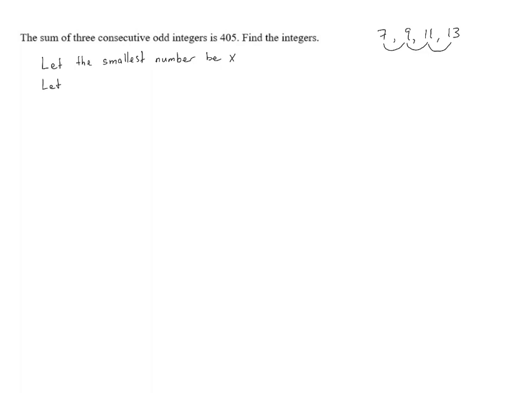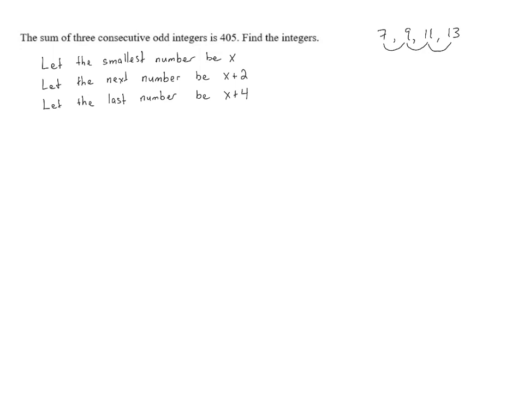So the next number is going to be 2 more. So we do our let statement. Let the next number be, and 2 more than x is x plus 2. And then we need the last number. Let the last number be, we know it's going to be 2 more than the number that came before it, and that was x plus 2. So 2 more than that is going to be x plus 2 plus 2 more, and that becomes x plus 4.